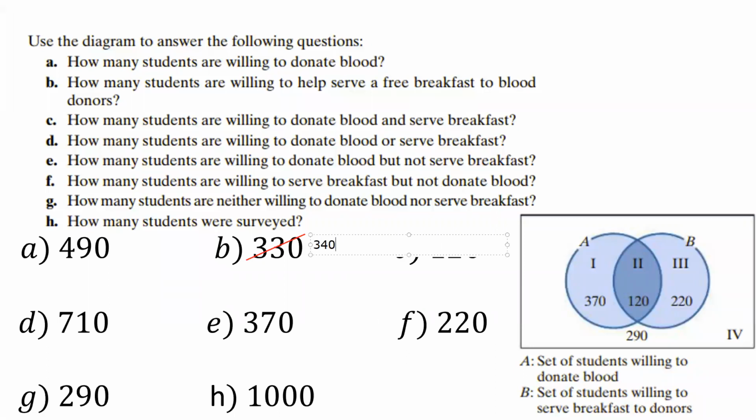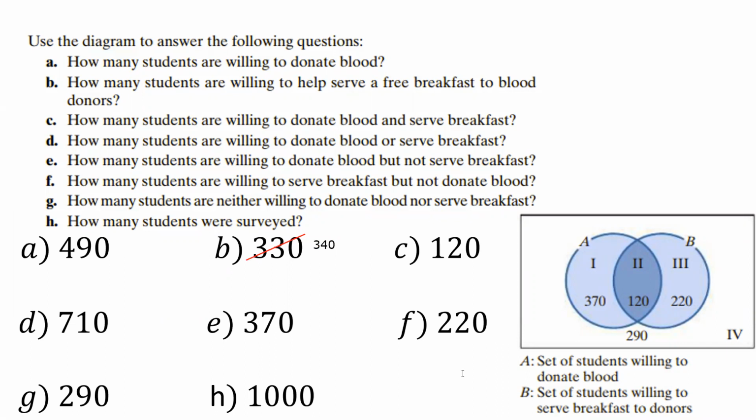The next question has me, how many students are willing to donate blood and serve breakfast? That's the "and," that's kind of the upside down U as far as symbols go. And it's represented in my Venn diagram as the middle part of my Venn diagram. So that's the dark blue, so that's 120.